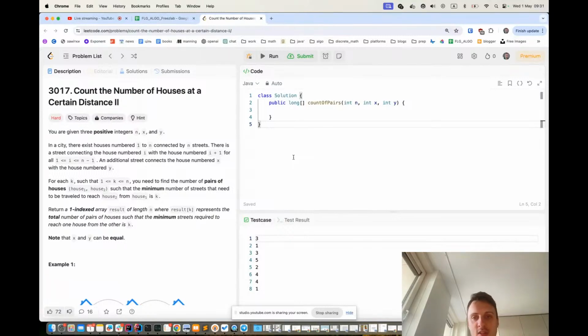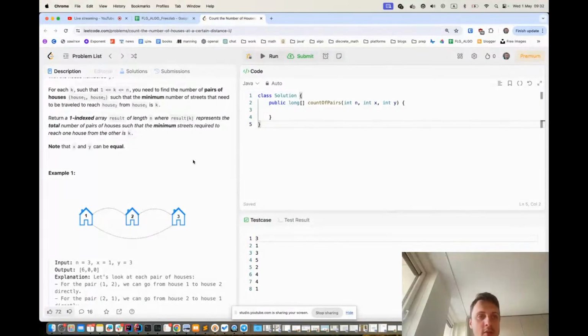We are given positive integers n, x and y. In a city, there exist houses numbered 1 to n, connected by n streets. There is a street connecting the house numbered i with the house numbered i plus 1, for all i where 1 is less than or equal to i and i is less than or equal to n minus 1. An additional street connects the house numbered x with the house numbered y.